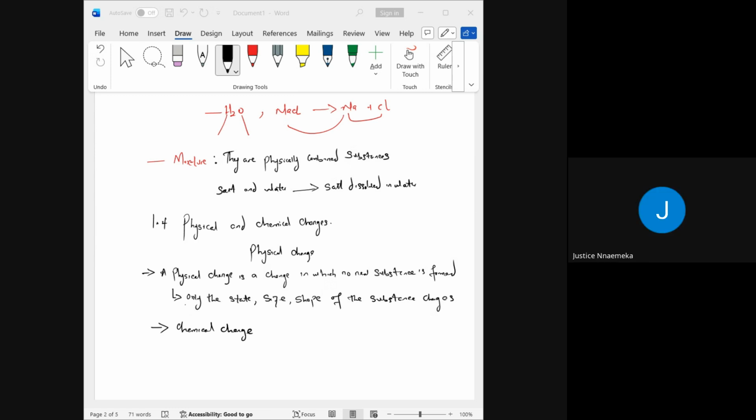Yes, we are here. Rusted iron. What do you say? Rusted iron. Yeah, rusting of iron. You are very correct. It's an example of chemical change. What about Suzanne? Suzanne, we are waiting for you.